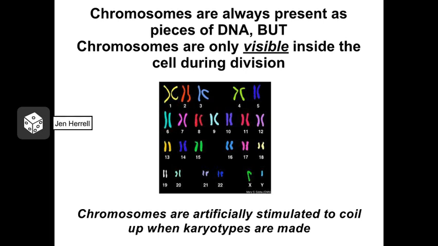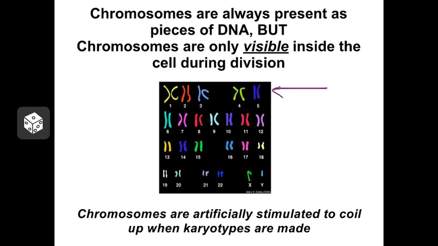So to just reiterate that, chromosomes are always present inside a living cell. They are just long pieces of DNA. But chromosomes are only visible inside a living cell while that cell is dividing. Now, there are techniques for making chromosomes coil up into visible chromosomes outside of the living cell. So for instance, if we took a cell and took all the DNA out and we made those chromosomes coil up, they might look like this.